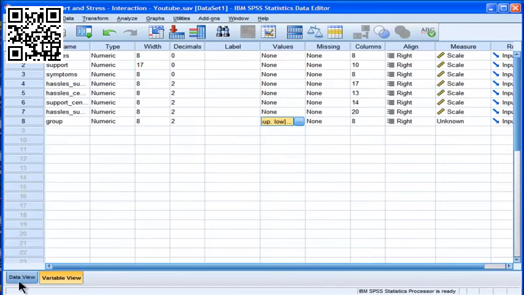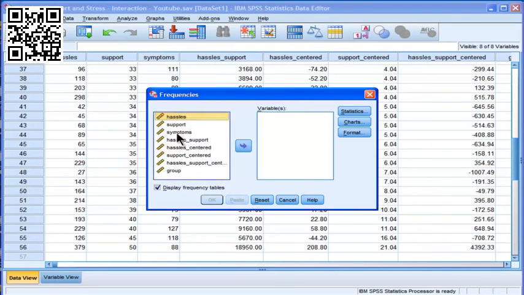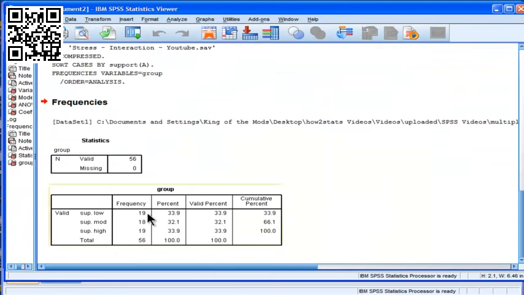Okay, now let me check that these are actually adding up. Whoops. Okay, 19, 18, and 19. So that's my support low, moderate, and high grouping variable.